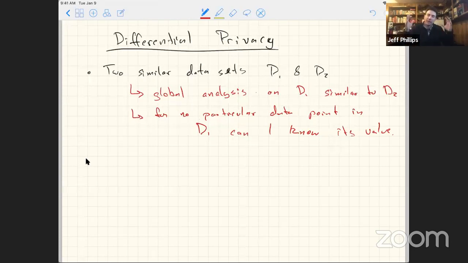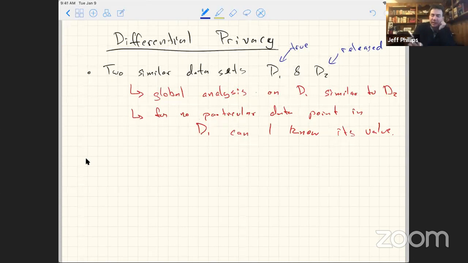But the big idea is, let's say this one is the true one, and this one is released. Then I want the global analysis to be approximately the same, but the individual data points to be hidden in some way. Okay, so that's the big picture of what's going on.